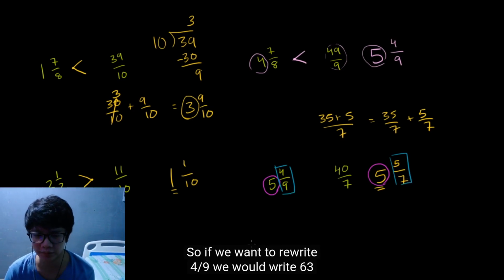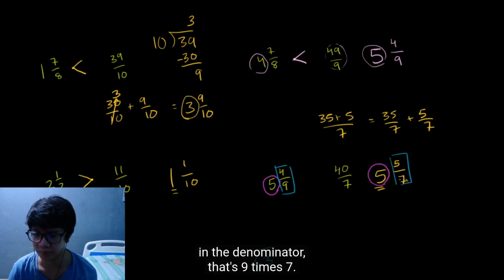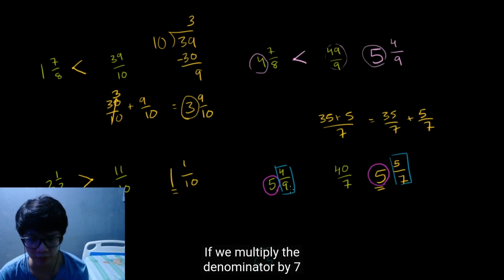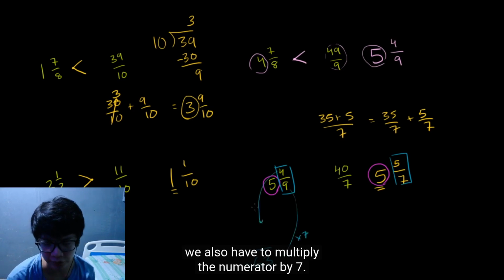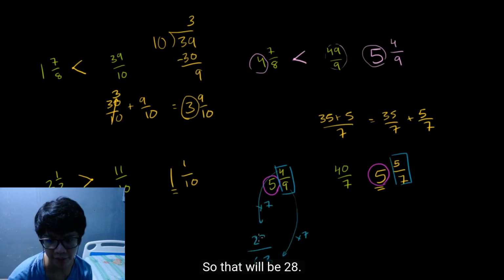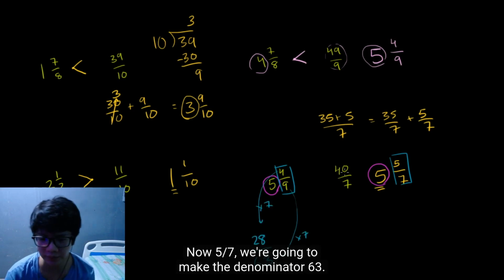So if we want to rewrite 4/9, we would write 63 in the denominator. That's 9 times 7. If we multiply the denominator by 7, we also have to multiply the numerator by 7, so that will be 28. You could say that 4/9 is less than half, and 5/7 is greater than half, so definitely 5/7 is larger. Now 5/7, we're going to make the denominator 63.